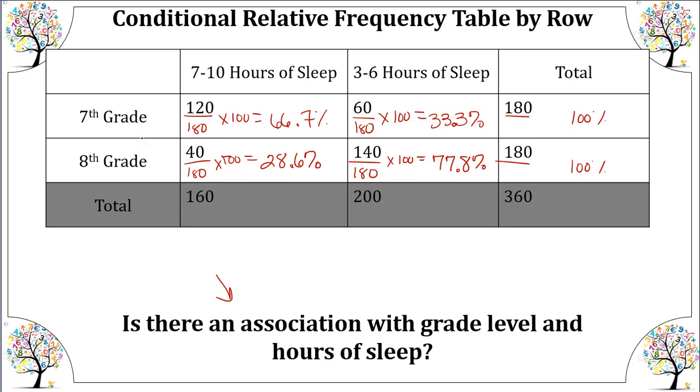So there is an association because there's a big gap between these numbers. If you're in 7th grade, I can see that there's a big difference between the hours of sleep that you get. If you're in 7th grade, you're more likely to get a lot of sleep. If you're in 8th grade, you're more likely to get a little amount of sleep. So there is an association between being in a particular grade level and how much sleep you get.